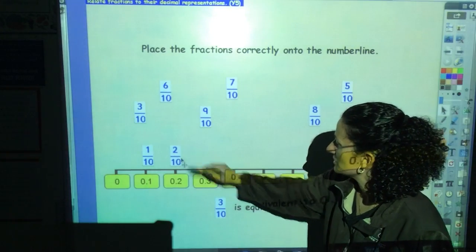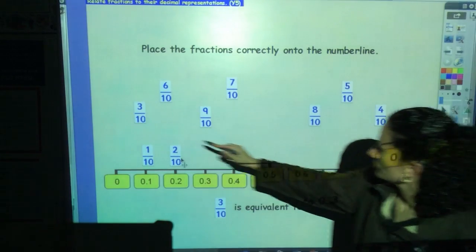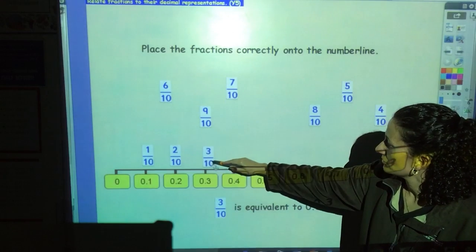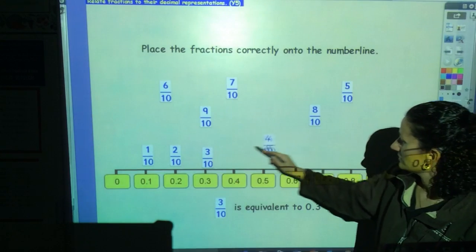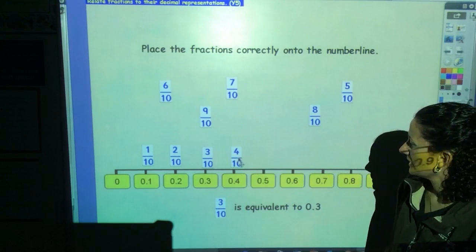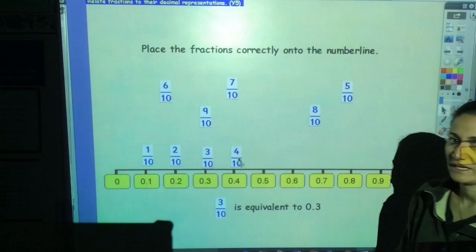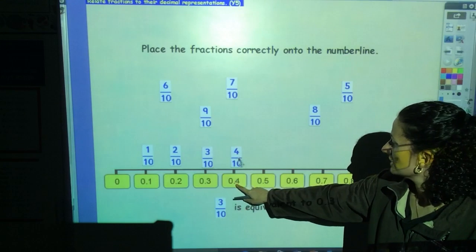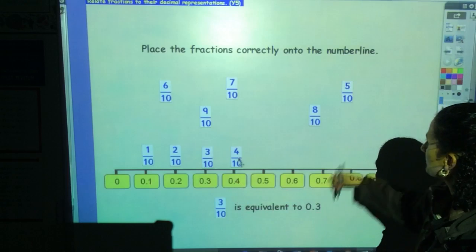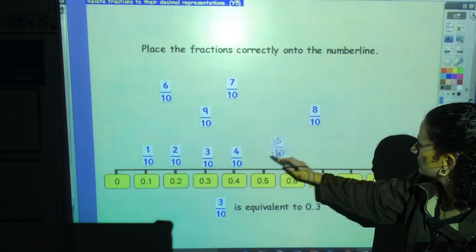2/10 is the same as 0.2. 3/10 is the same as 0.3. 4/10 is the same as 0.4. And you can see the 0, that's the wholes place. So we have 0 wholes and 4/10. Let's continue on and finish this.